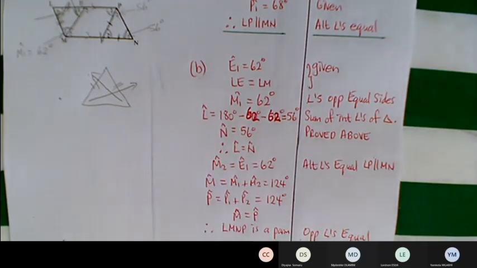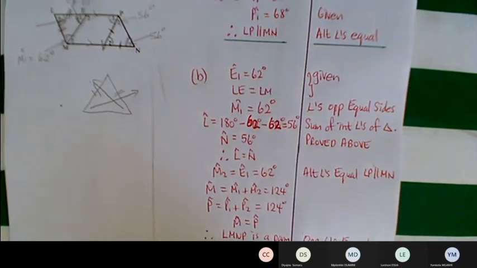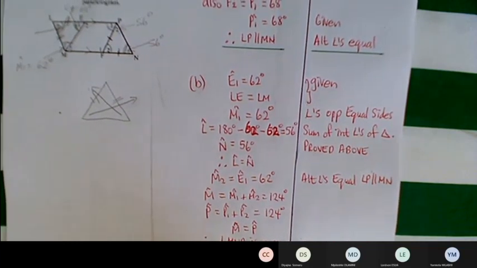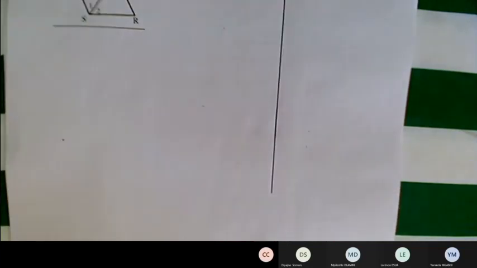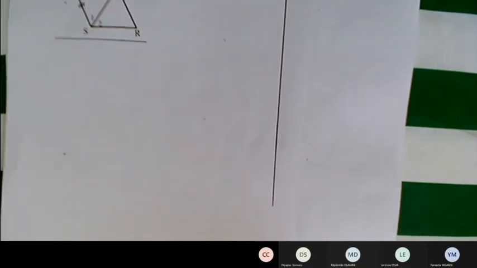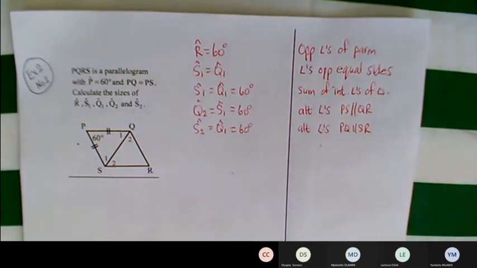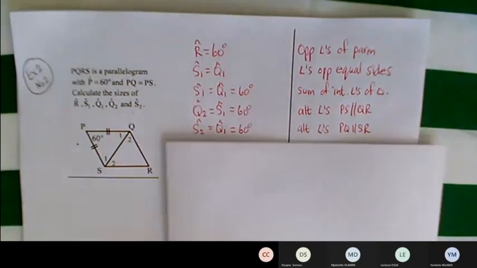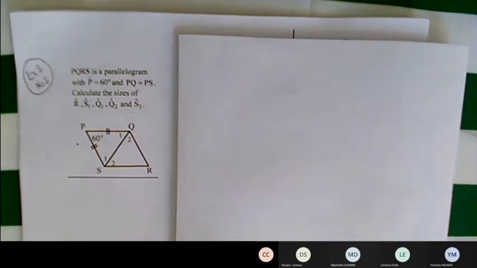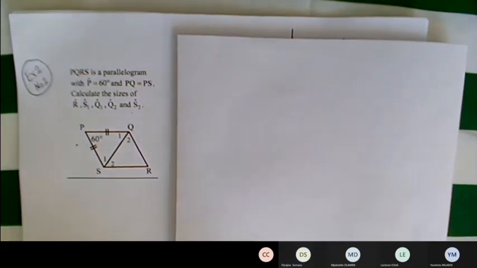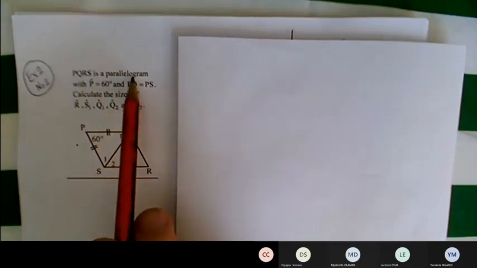Are we all written up? Okay, so we're all sorted. Right, next one. The next one will be exercise 2, number 2. Just tell me once you can see the diagram. You can see the diagram, guys? Any one of you to say yes? Yes, sir. Okay, perfect. Right, so PQRS is a parallelogram.